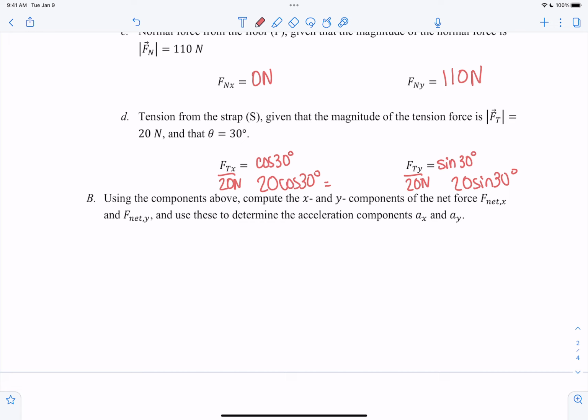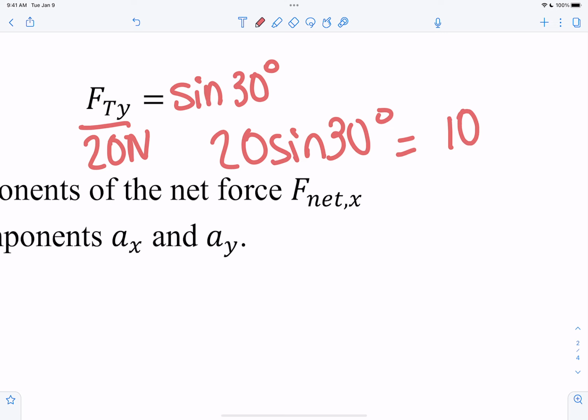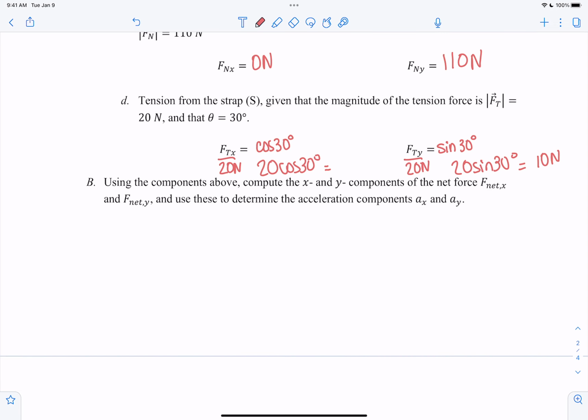Cosine would be your x coordinate and sine would be your y coordinate on a unit circle. Y is 1/2, x is √3/2. So this is 10 newtons, because sine of 30 would be 1/2. Cosine 30 is √3/2, so this should be like 17.3. Went back to pre-calc and calc days in high school. So I believe those should be the answers, 17.3 newtons and 10 newtons respectively for FTX and FTY.